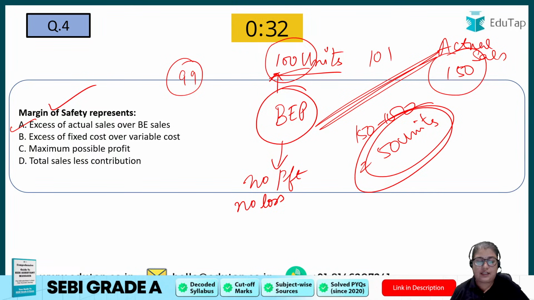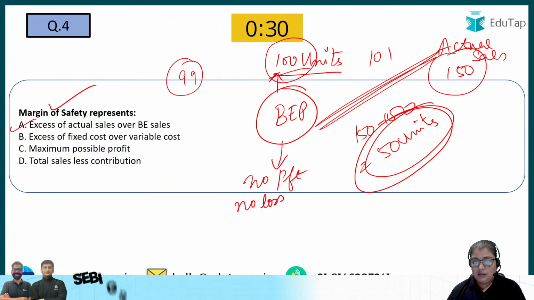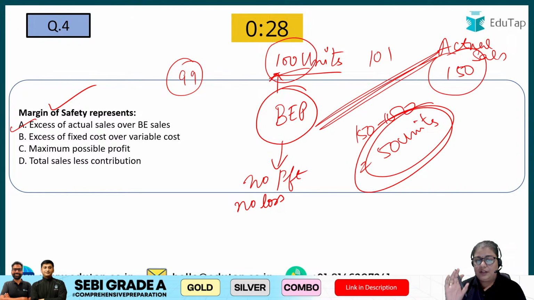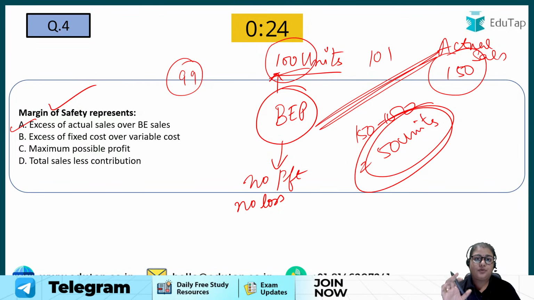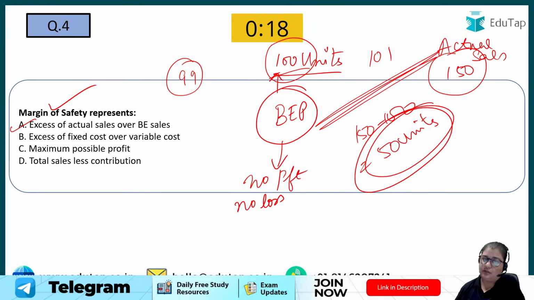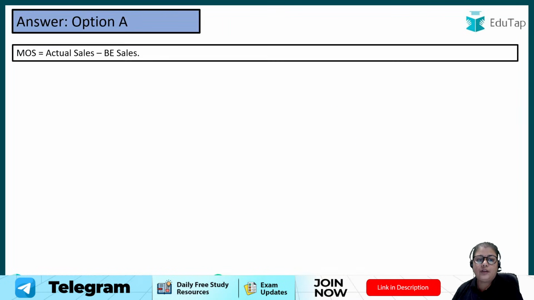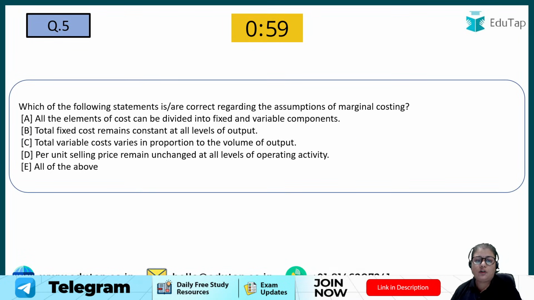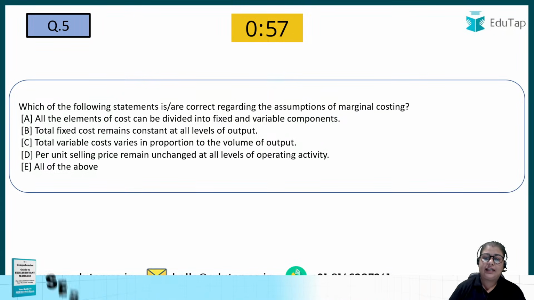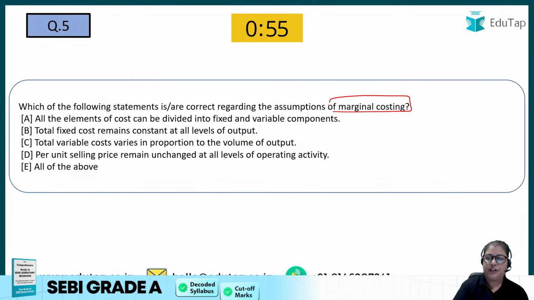Everybody has answered it nicely. Very good. Understood the concept? I have introduced three major concepts to you, three or four. That is contribution, PV ratio, and I did break even point and margin of safety. ठीक है? Moving ahead. Which of the following statements are correct regarding the assumptions of marginal costing?